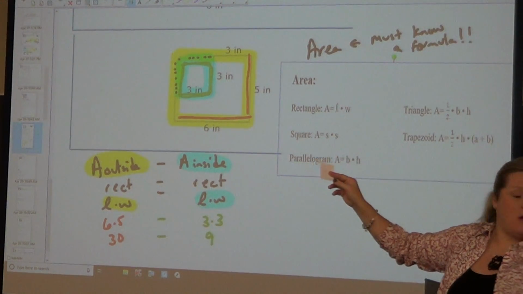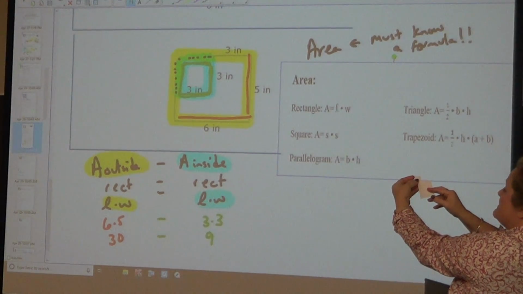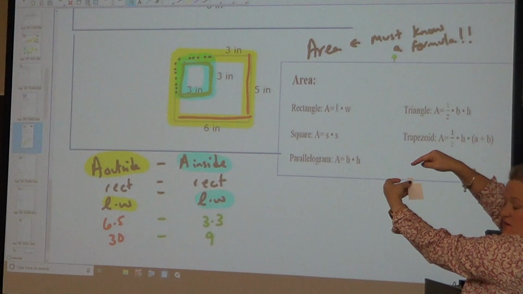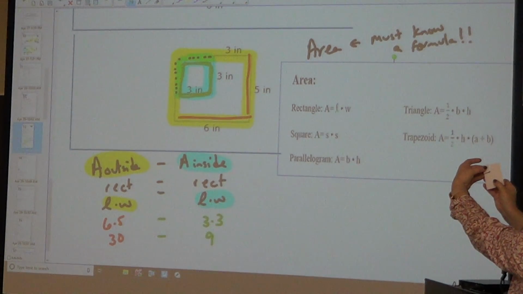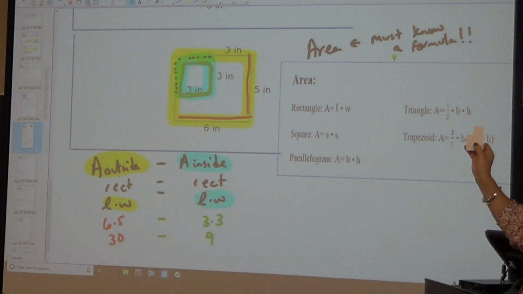A rectangle plus a square. So this is not what we're looking for. We're not looking for a house with a chimney on it. We're looking for a sticky note with the corner taken away. That's why it's a subtraction.